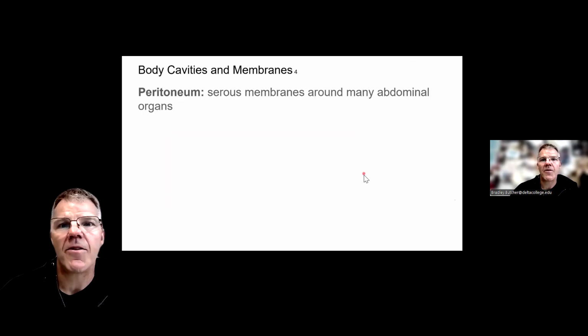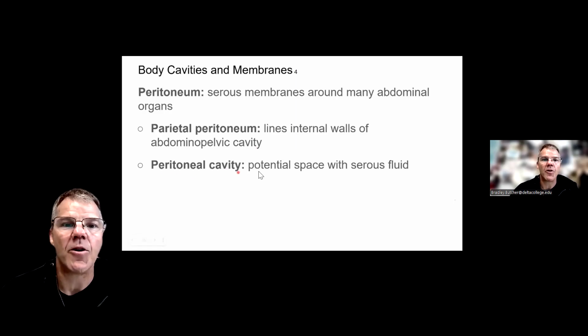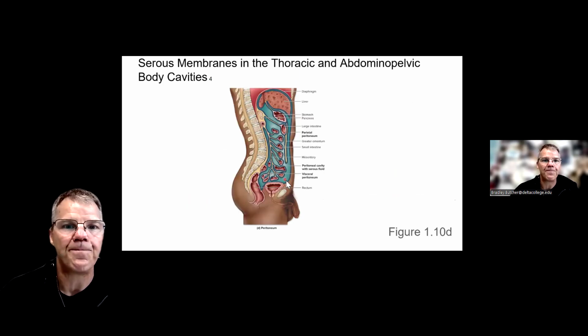The peritoneum are the serous membranes that surround many of the abdominal organs. Again, parietal lines the internal walls of the abdominal pelvic cavity. That would be outer to the organs. The peritoneal cavity is that potential space with the serous fluid. The visceral peritoneum, that's that inner layer that's going to be right up along those digestive organs.